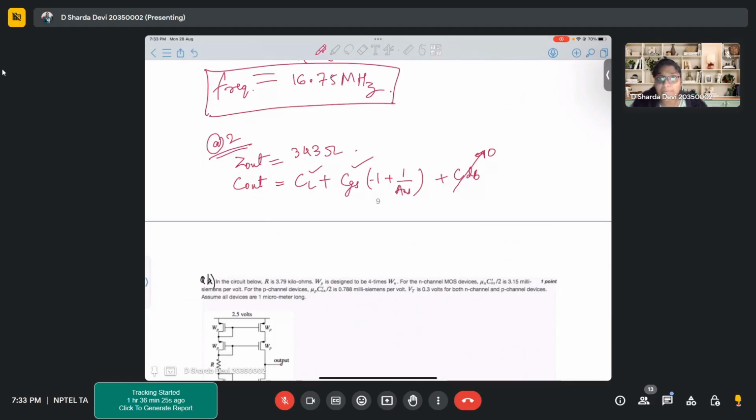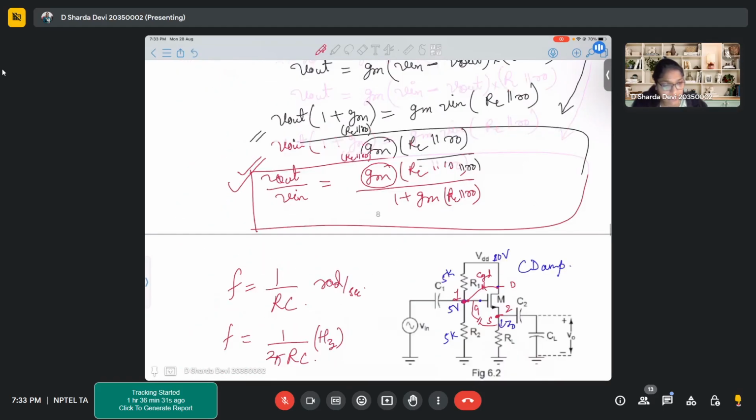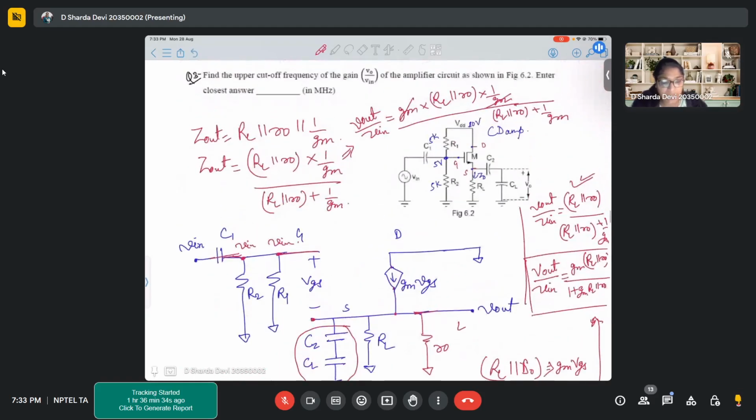Ma'am, in this question are the body and source connected? Is it given? Yes, like it is not mentioned separately, right? Otherwise, it would have been mentioned separately that body and source are not shorted. If they are not connected, then we shouldn't consider CDB, no? Because CDB is between drain and body, right? Because we have to calculate C out. Yes. But the capacitances at the source. So the source and body are connected, right? They are shorted. So whatever is connected to body is also connected to source, right?